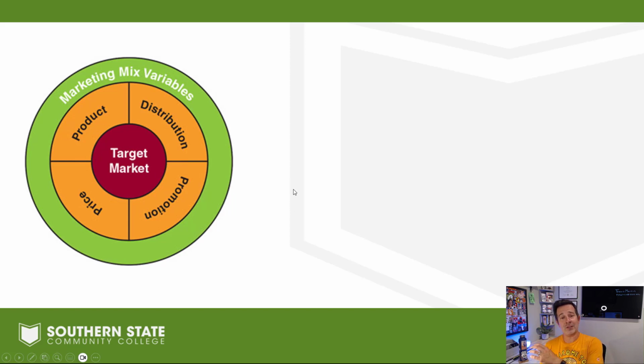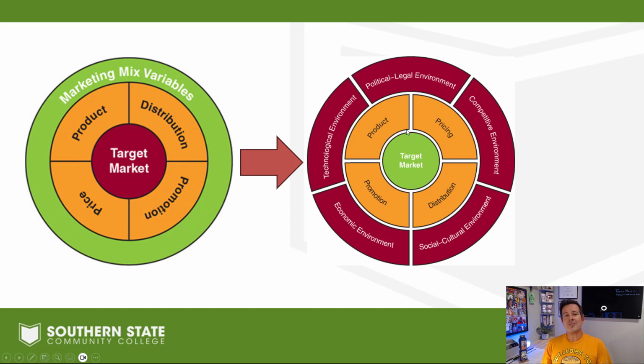What we're adding to it is the fact that all of that doesn't happen in isolation. It doesn't happen in a bubble. It happens in the real world, where we have to consider the environment in which we operate. We have to consider the technological environment, the economic environment, the social environment, the political environment. And as we're going to talk about right now, we have to consider the competitive environment that we operate in.